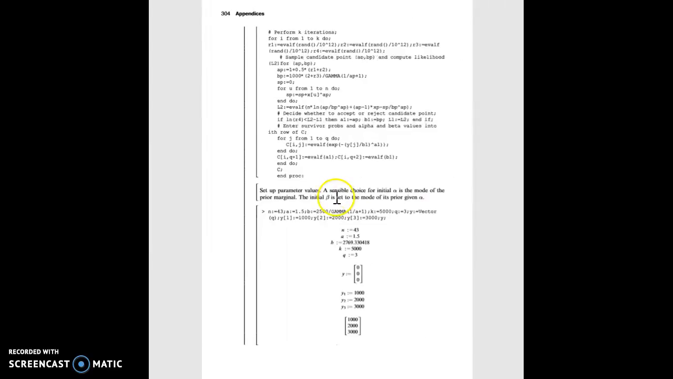Once we have that code to run, we set up the parameter values. For alpha, we initialize that as the prior marginal, and the B initial is the mode of the prior given alpha. Here n is 43, because that's the number of data points we were given, the amount of data points that we have about jet engine failure.